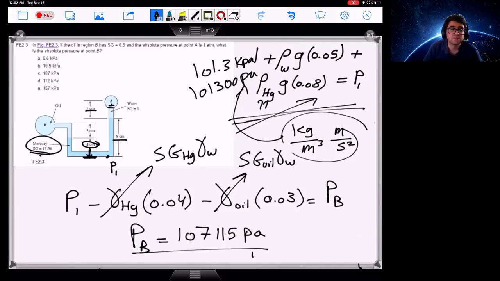Okay, any different values you guys got? Anything? No? You got 107. So which answer should we pick? E? C? Yeah, pick the closest value. This happens a lot, because I pulled this problem from the book. It's FE 2.3, which just means Fundamentals of Engineering exam. They always do that. You just pick the closest value. So 107,000 pascals is 107 kilopascals, basically.